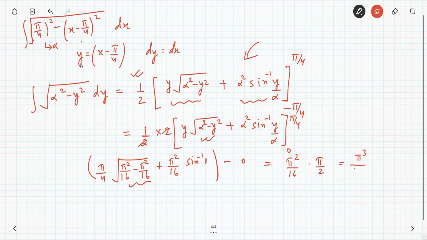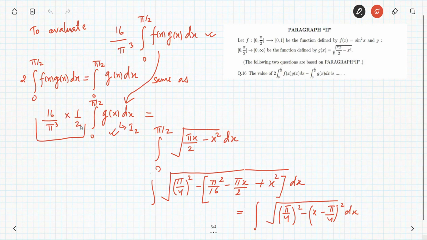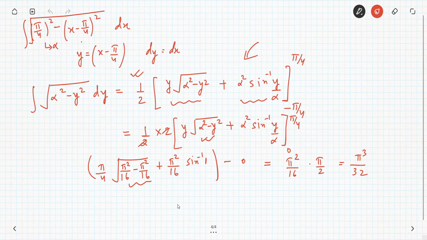Now see, what was the factor that we need to multiply? The factor was 16 by pi cube into 1 by 2. So I will be multiplying this result by the same term. So I is equal to 16 by pi cube into 1 by 2 into pi cube by 32. So pi cube cancels, 16 gets cancelled, and this will be 1 by 4.